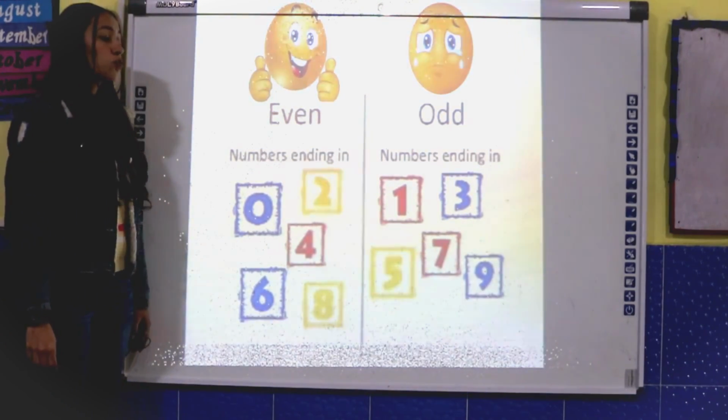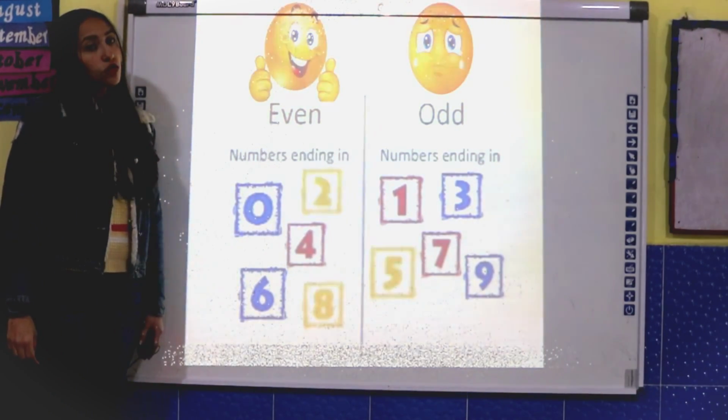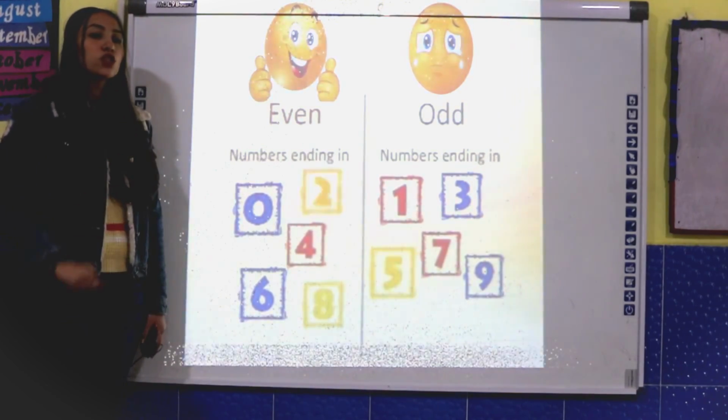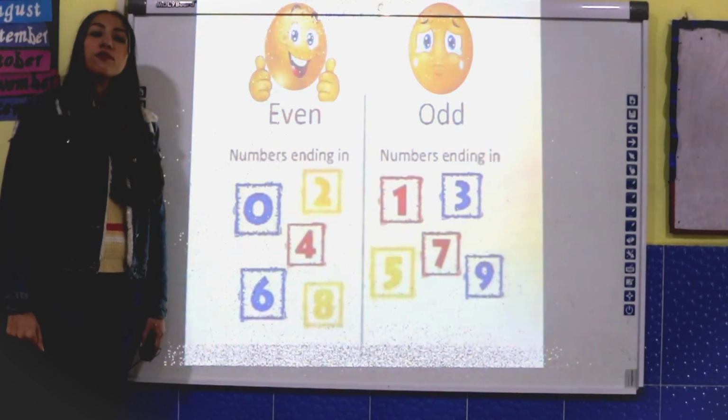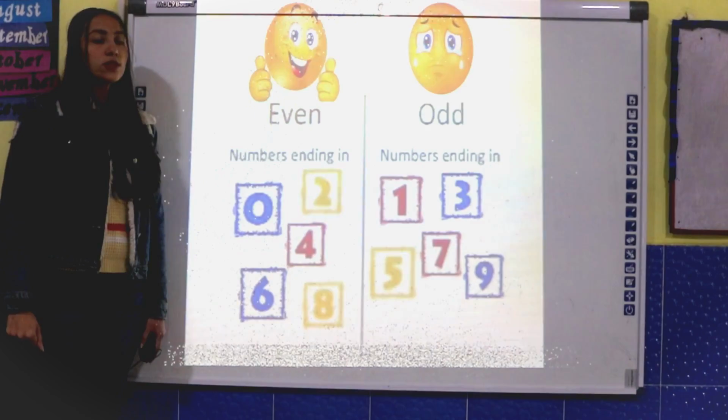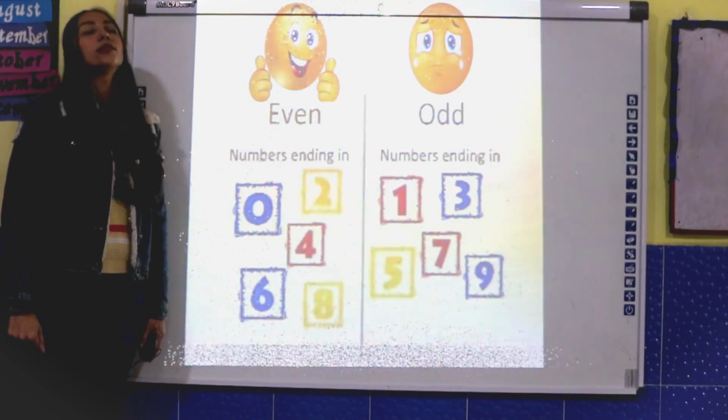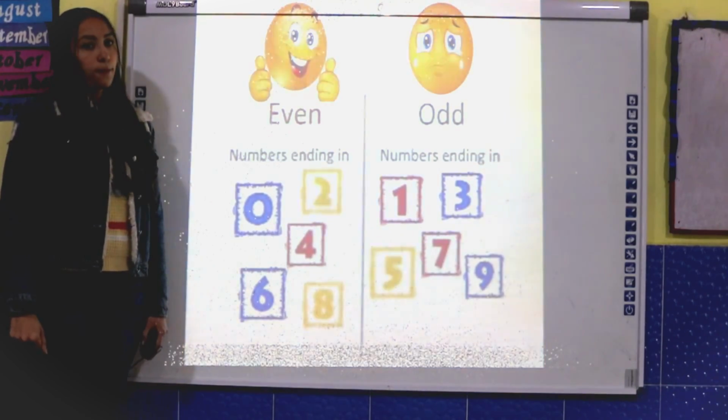And this is about one-digit numbers. And as I told you, when you have two-digit numbers, look at ones. If you have an even number in ones, all the number will be even. Or if you have an odd number in ones, all the number will be an odd number.